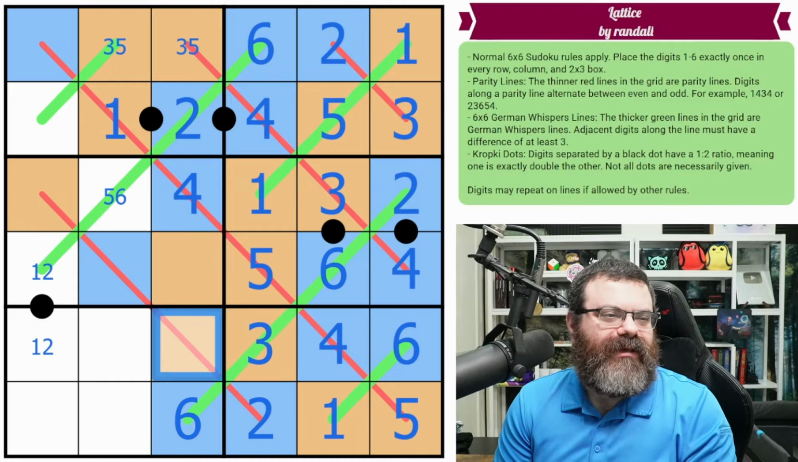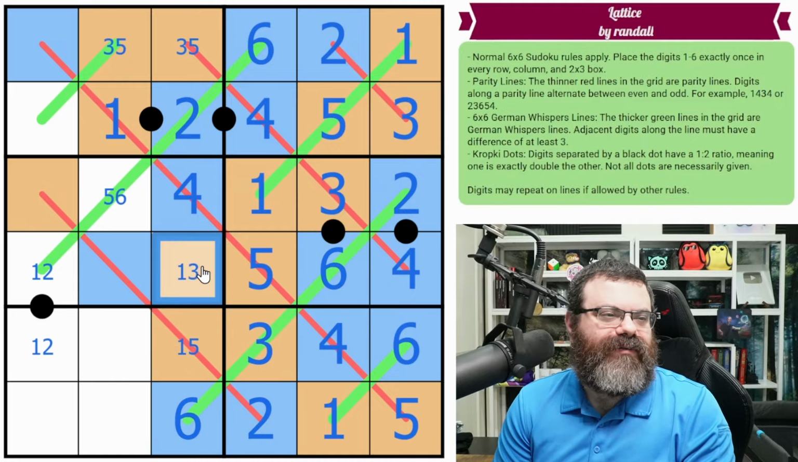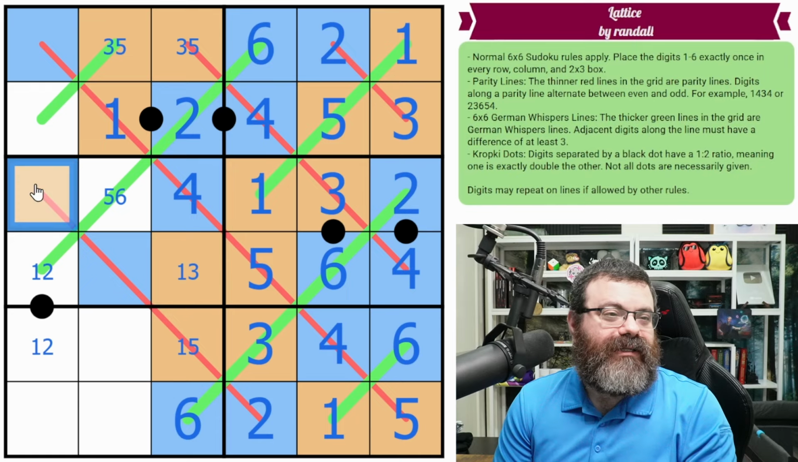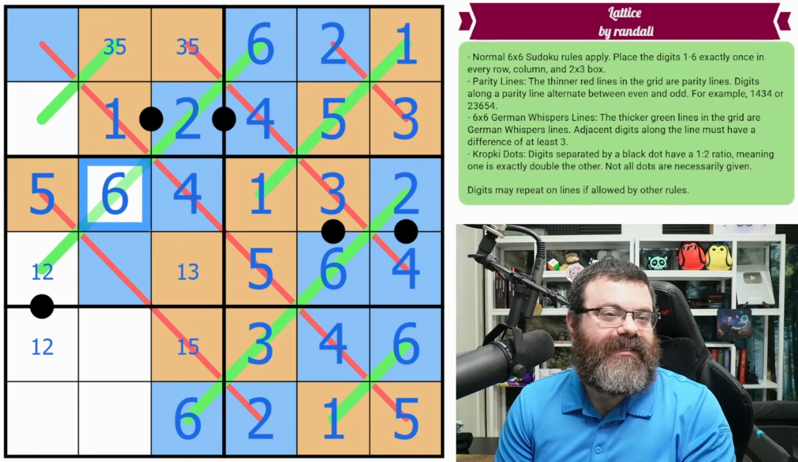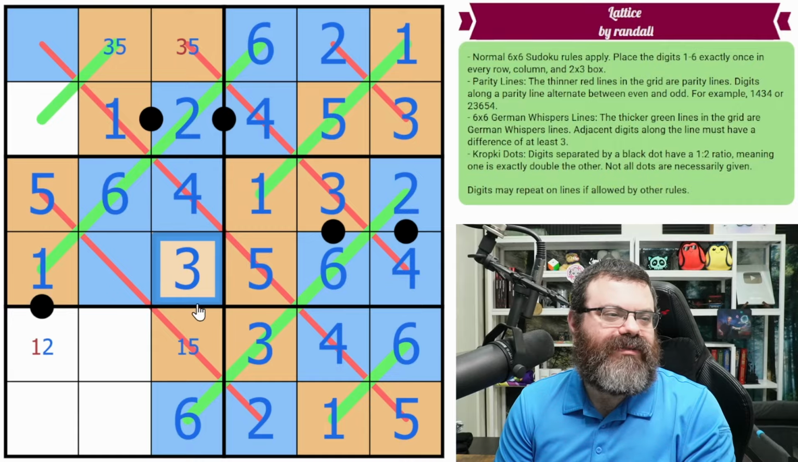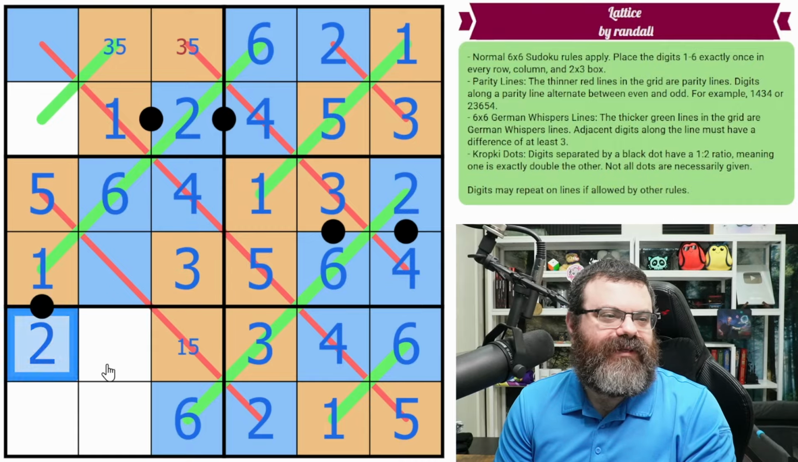1 or 5. 1 or 3. This is definitely a 5. That's 6, which is even. 6 can be with 1 or 2, but we know it's odd, so that's our 1. That's 3. That's a 2, which is even.